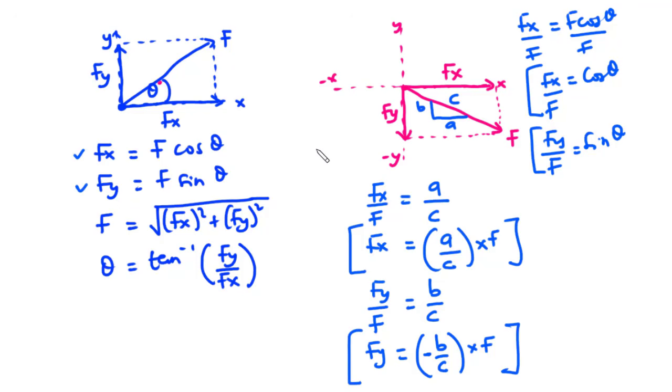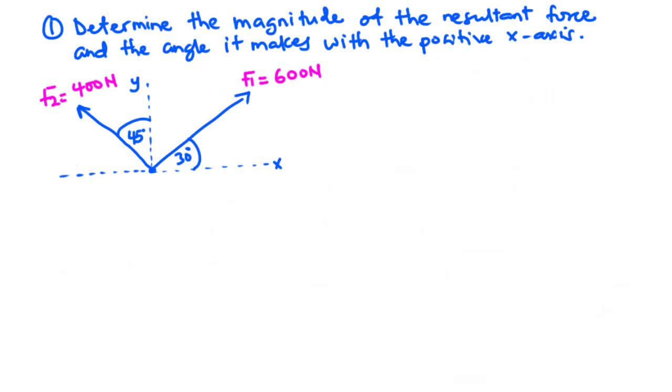Let's take our first example. So for question number 1, we are to determine the magnitude of the resultant force and the angle it makes with the positive x-axis. Now we have two forces, F1 that is 600 newtons and then F2 400 newtons. Now F1 makes an angle of 30 degrees with the positive x-axis, and we have F2 making an angle of 45 degrees with the positive y-axis.